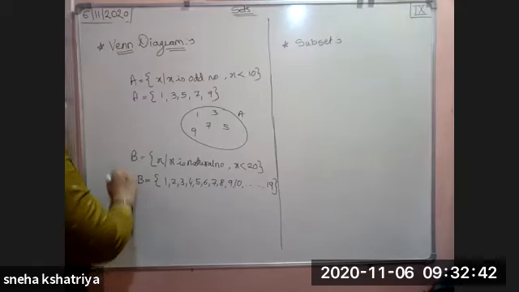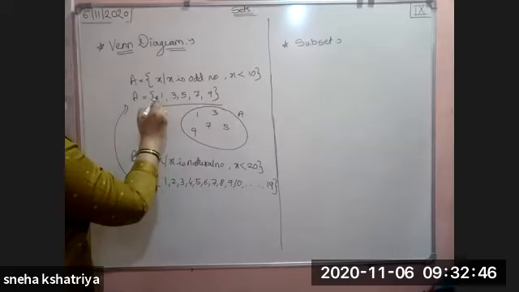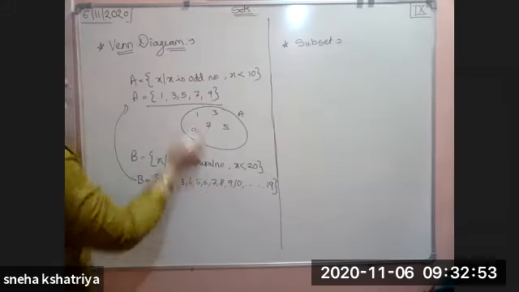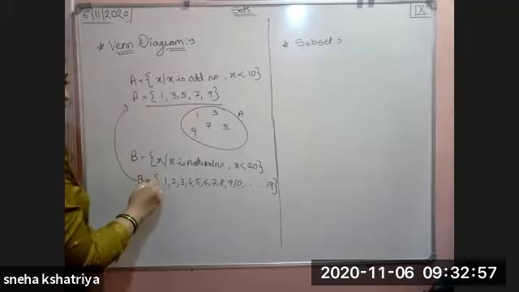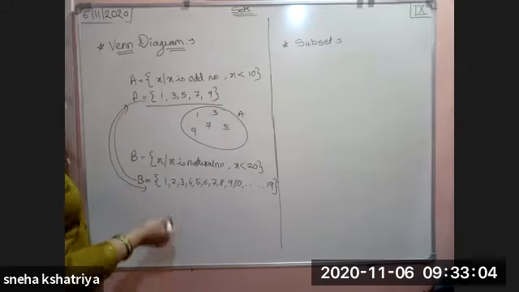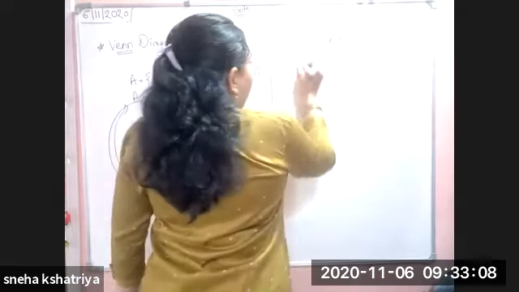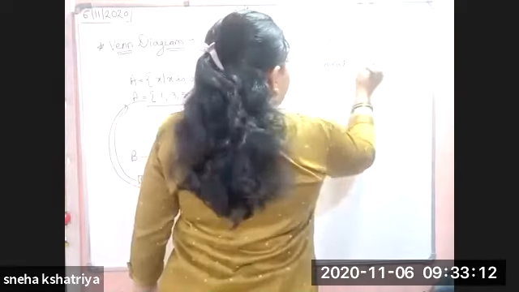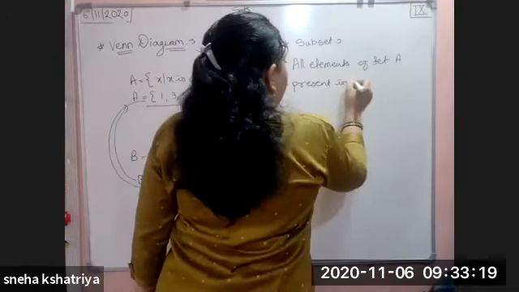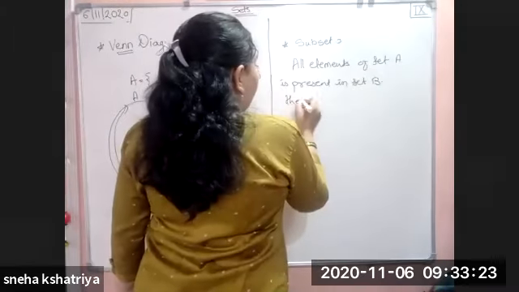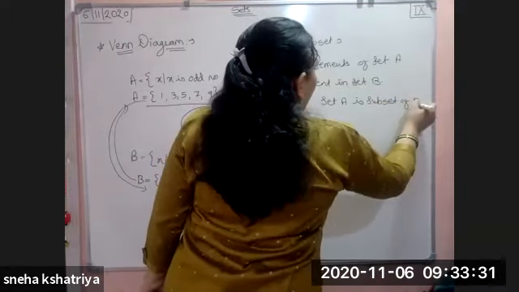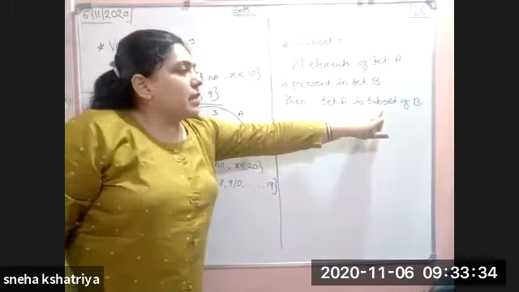Now you can see that all the elements of A, 1, 3, 5, 7 and 9, are present in set B. If such happens, all the elements of set A are present in B, then we say that A is a subset of B. Then we can say that set A is a subset of B.